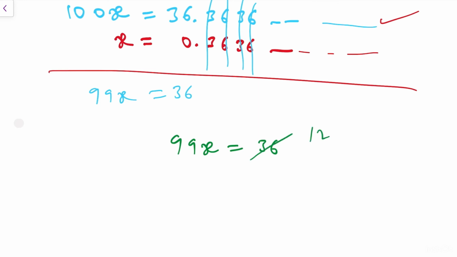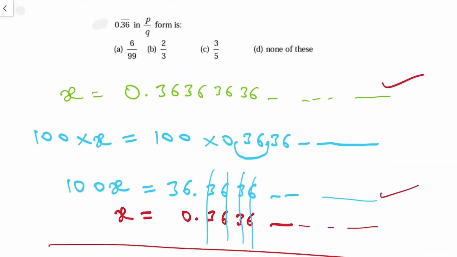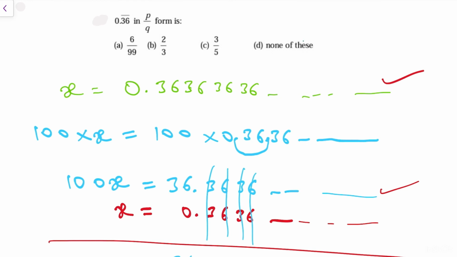99x is equal to 36. 3 12s are 36, 3 33s are 99, so 3 11s are 33, 3 4s are 12. So this 11, if we take to the other side, then x is equal to 4 divided by 11. So the x value we got is 4 by 11. This option is not there, so the answer is none of the above.